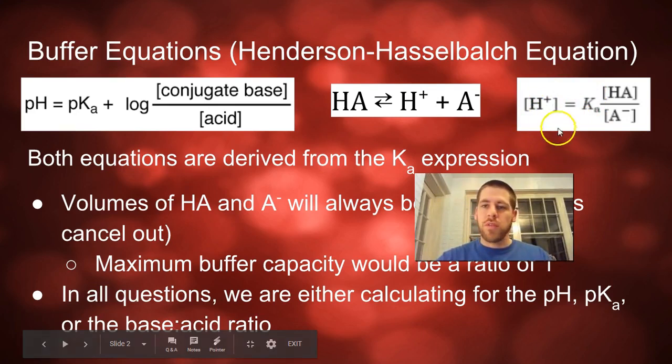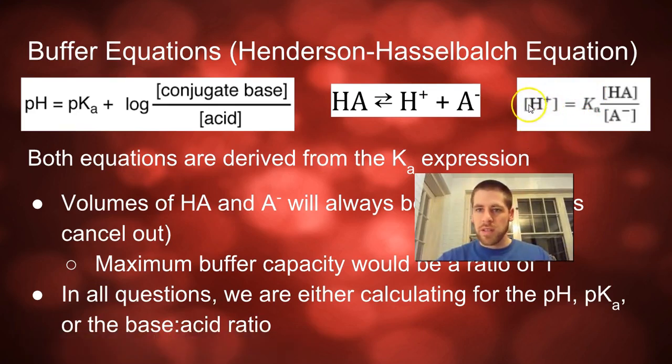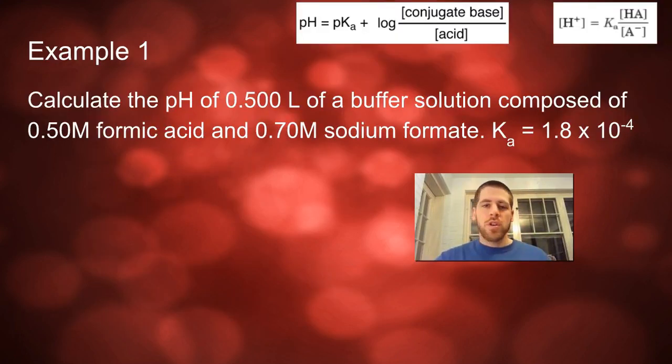In all the questions that we're going to look at, it's really just different things that you can solve for. We could solve for the pH, which is really just the same thing as [H+]. You just have to take the negative log. Same thing with Ka and pKa, essentially the same thing. And then the base to acid ratio, which could be written as acid to base, depending on how you're looking at it. So let's just go through a few examples.